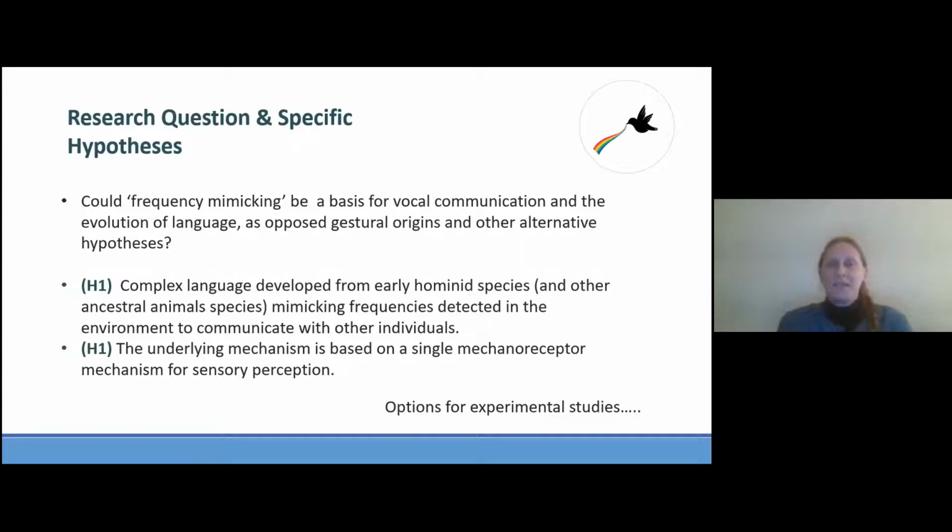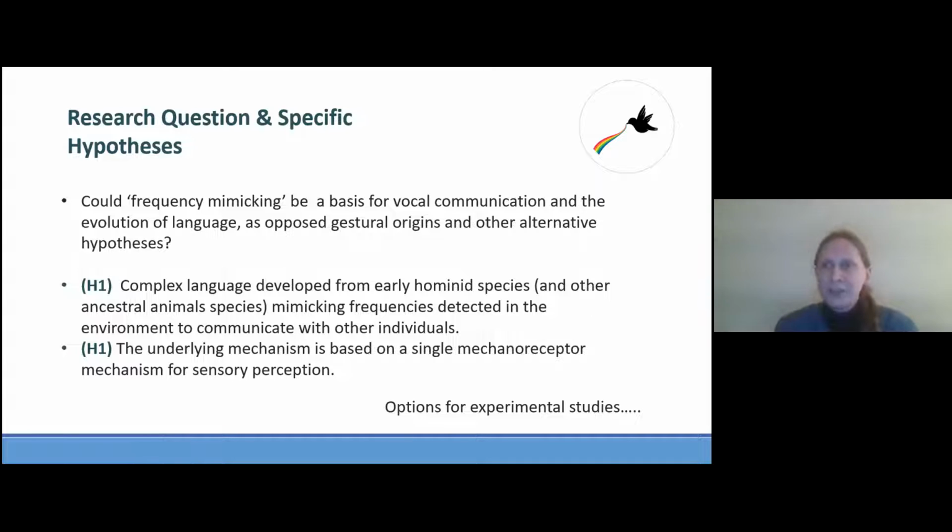So just to summarize then, in an overview of all this, the overarching research question is, could frequency mimicking be a basis for vocal communication and indeed the evolution of human language, as opposed to gestural origins or other alternative hypotheses? And the two main overarching hypotheses are that complex language developed from early hominid species and other ancestral animal species, mimicking frequencies that they've detected in the environment to communicate with other individuals. And that secondly, the underlying mechanism is based on a single mechanoreceptor process for sensory perception.